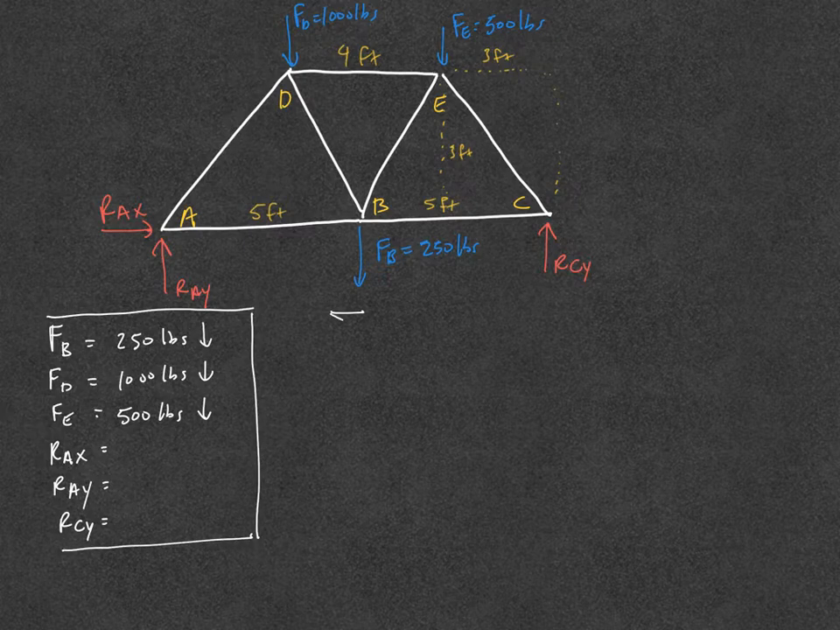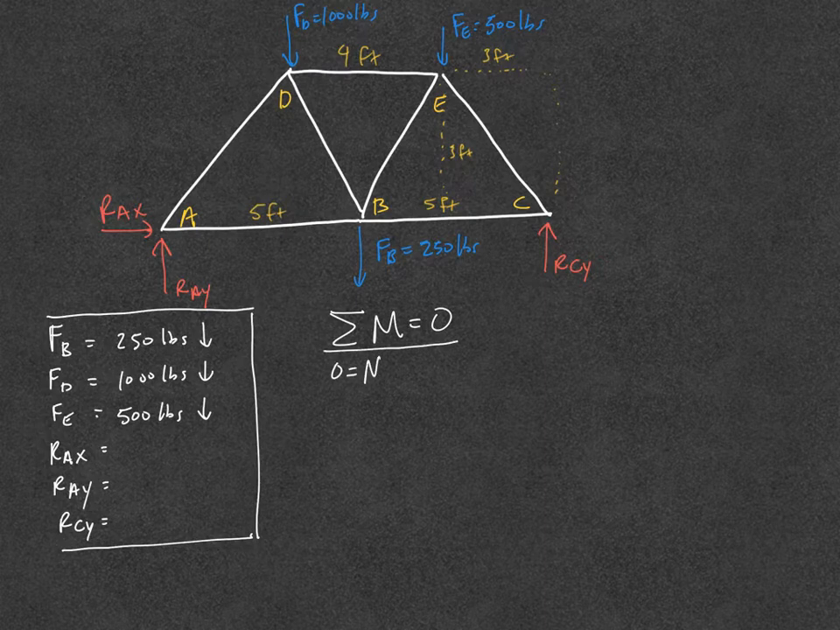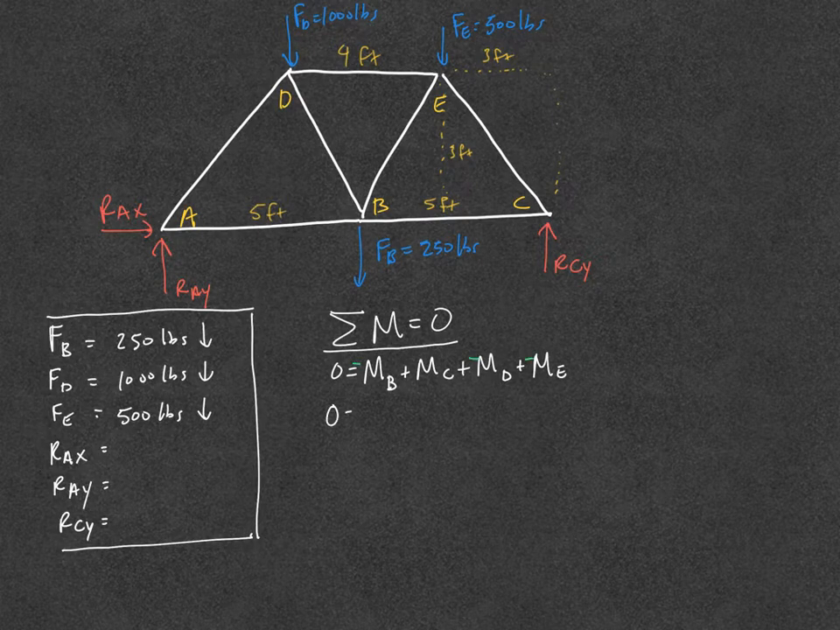I'm going to start with my moment equation, and I'm going to select point A as my pivot point. That's going to eliminate 2 unknowns, RAX and RAY. So I'm really only solving for 1 unknown, RCY. I need to check which moments are creating a negative moment. So that's the 3 downward forces.